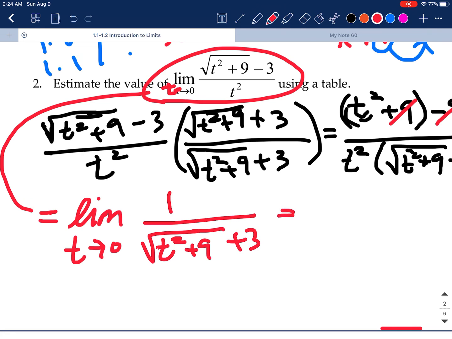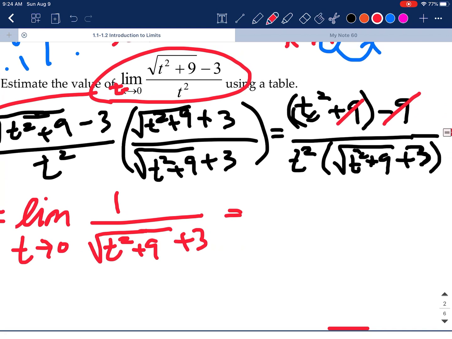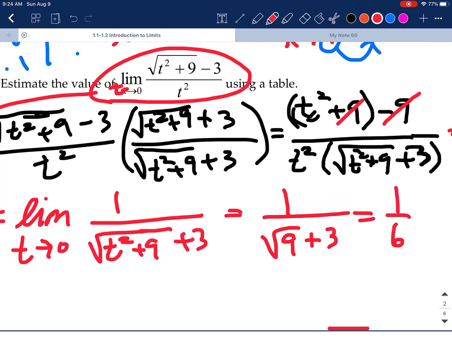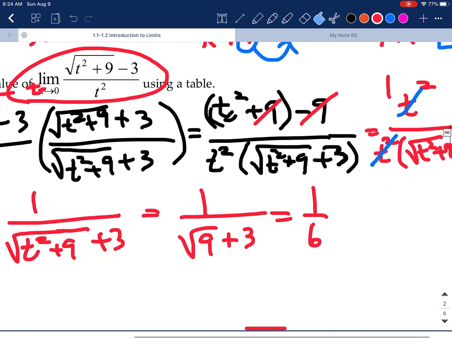And again, what I can try to do here then is once I'm at that point, now I can try the direct substitution step. And what I'll get is 1 over radical 9, because it'll just be 0 squared plus 9, plus 3, which gives me 1/6.